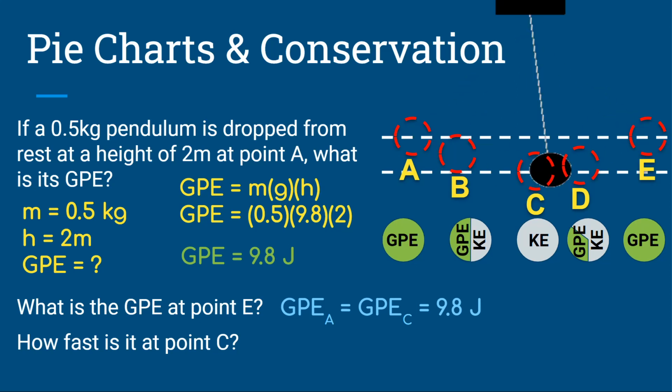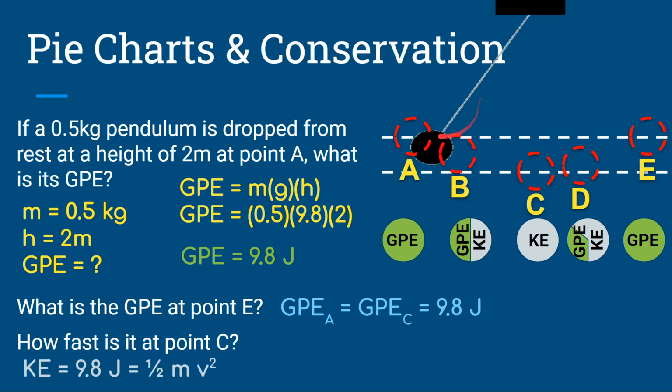How fast is it moving at C? Well, I know that the total energy is 9.8 joules. And so it's going to be 9.8 joules down here, and we're going to use that for our kinetic energy. Even though it doesn't tell us that we can, we can. You have to be able to do that on your own.